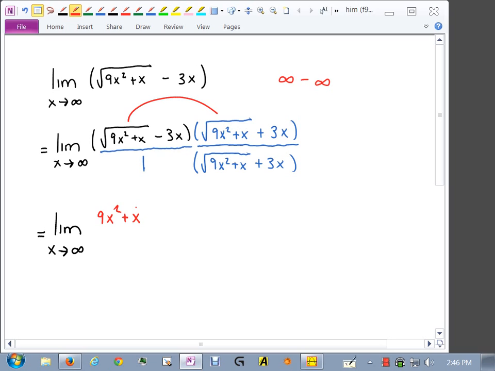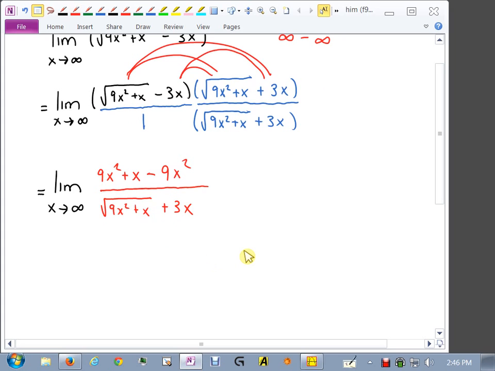When you do the 2 middle multiplications, this one will cancel with that one because they're opposite in sign. But then your last one will give you the negative 9x squared, all over that ugly thing, right? And now at this point, you can cancel those 9x squared and negative 9x squared out. And now you're looking at this limit.